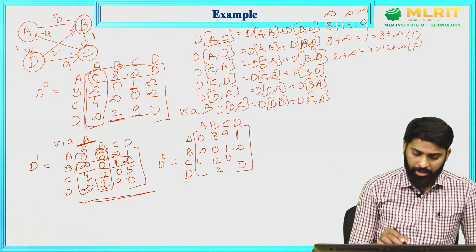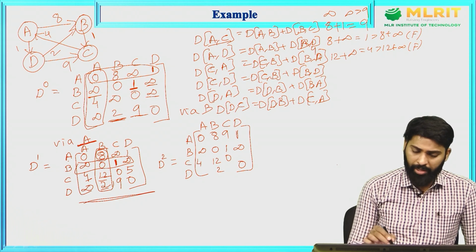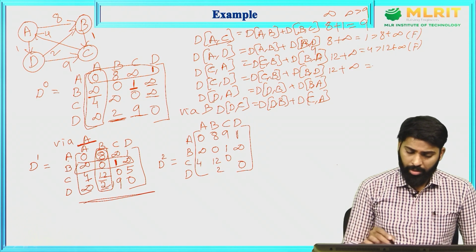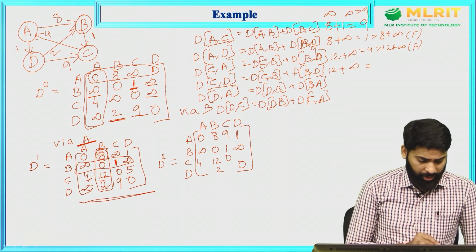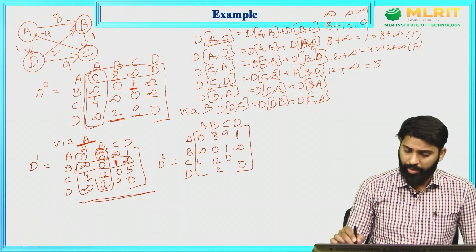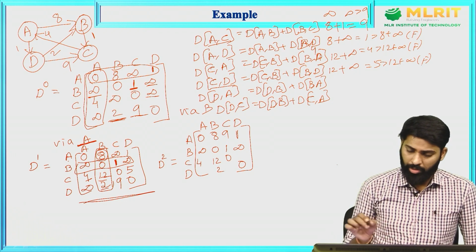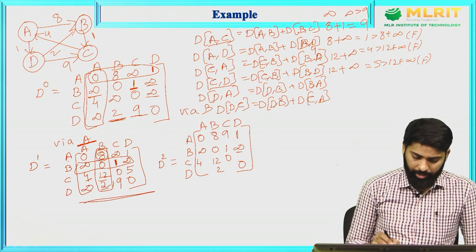Next, distance of C to D via B. Distance of C to B is 12 plus distance of B to D. B to D is infinity. Now what is the actual value of distance of C to D? 5. So is 5 greater than 12 plus infinity? False. Okay, so I write the same value, 5 here.